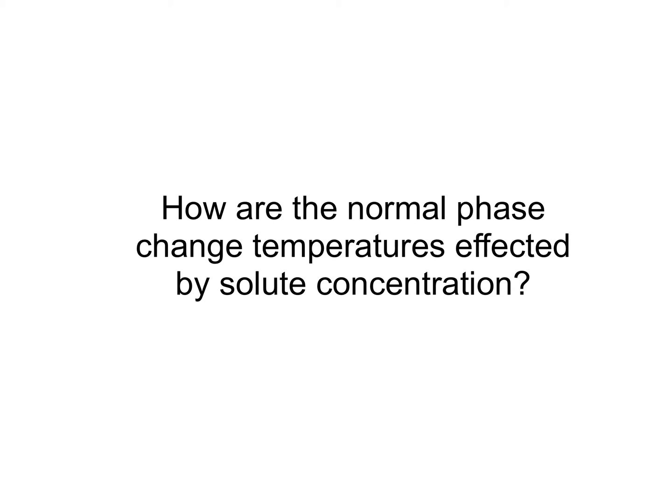We've seen that making a solution affects the vapor pressure of the solvent and the solute above the solution. Since pressure and temperature for a phase change are intimately linked, it's reasonable to expect that the phase change temperature, boiling point or melting point, would also be affected by solute concentration. Let's see how this works.